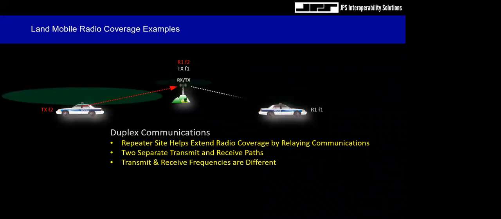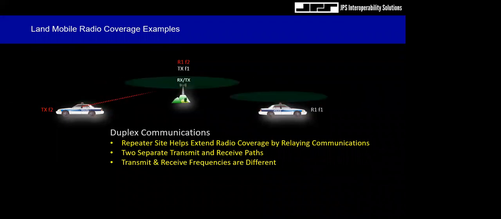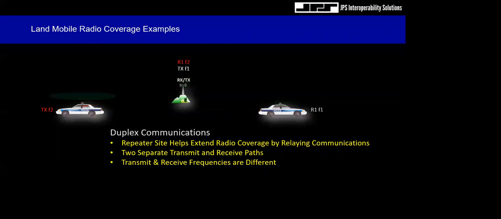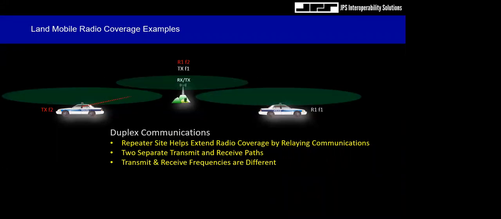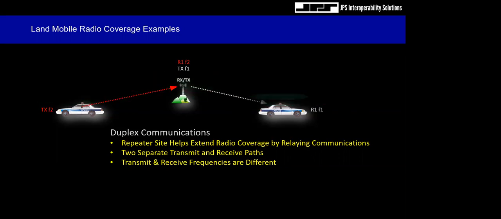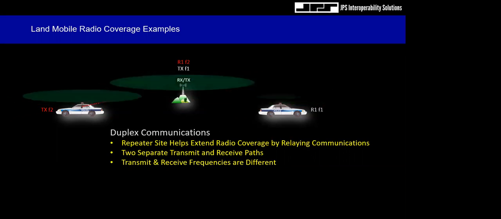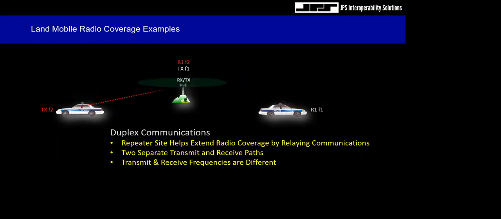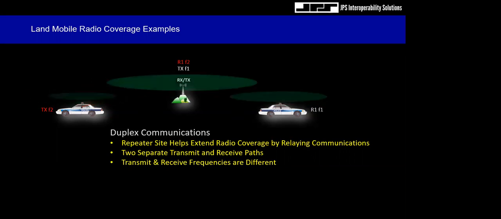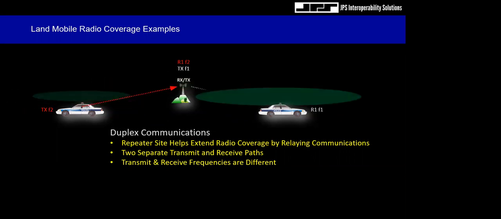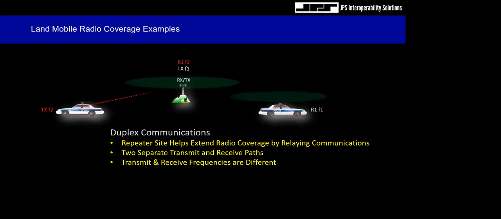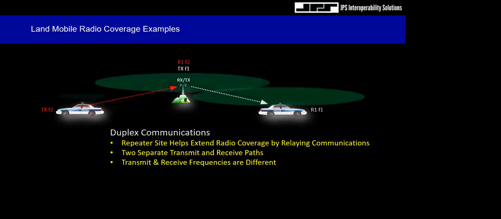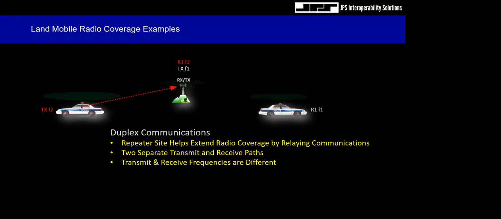The term duo means two, and so I now have two communication paths. One is a transmit path, which in this case is F2, and I have a receive path, which is F1. Sometimes we'll see that when we look at our subscriber units, and they will have a transmit-receive offset. These are the duplex frequencies, or the separate transmit and receive paths. This then allows us to increase our coverage area by adding these relays.